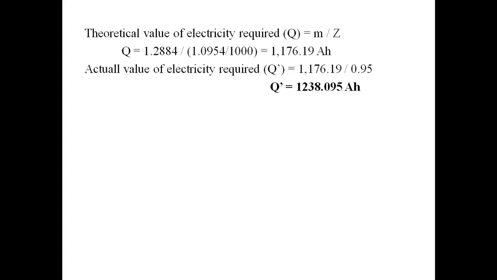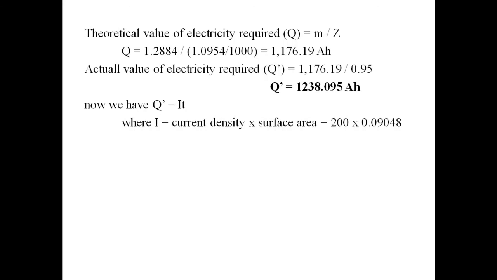Now you need to find time. To find time, we know that q is equal to It, so I will use that relation. We have q dash, that is the actual value, so use that actual value. If you know the current, then you can find time. But here current density is given, not current. In the question they have given current density, so using that we can find current. Current density is nothing but ampere per meter square, the current per unit area, given as 200. If you multiply with surface area, the meter square cancels and we get ampere. So that's why I have taken current density into surface area is equal to current.